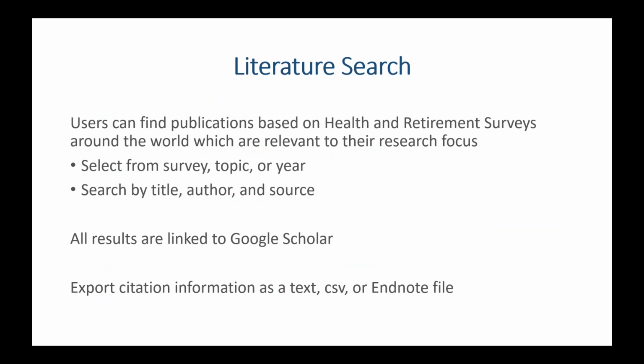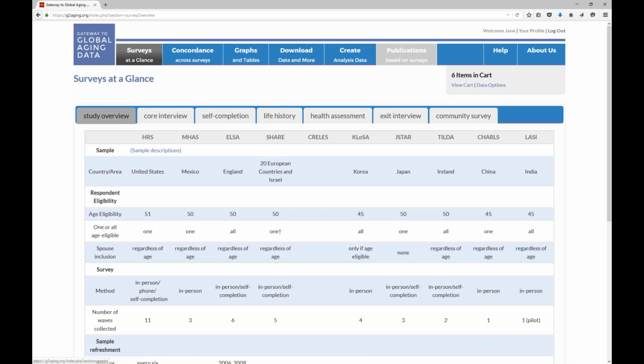And then briefly, just to wrap up, I'll show you our literature search, which is our newest feature. So you can find publications based on health and retirement surveys around the world, which are relevant to your research focus. You can select from survey topic or year, search by title, author, or source. So this is our last tab, which is publications based on surveys. As this loads, we allow you to select from a lot of different surveys.